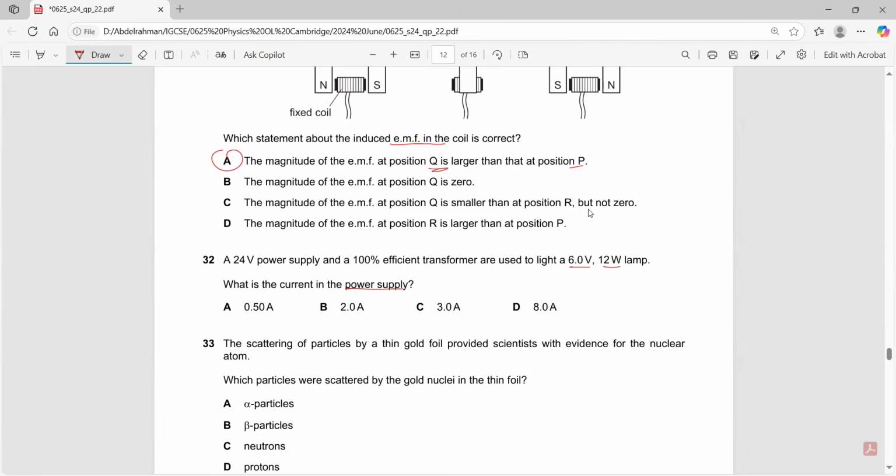Can I find the input current? Yes, I can find the input current. The output current is now what? It's 12 over 6, so it's 2 amps. This is the output current, or you can say IS. Can I find IP? Yes, VP IP equals VS IS. VP is 24. I need to find IP. VS is now 6 and IS is 2. If you divide by 24, this would give you a current of 0.5 amps.